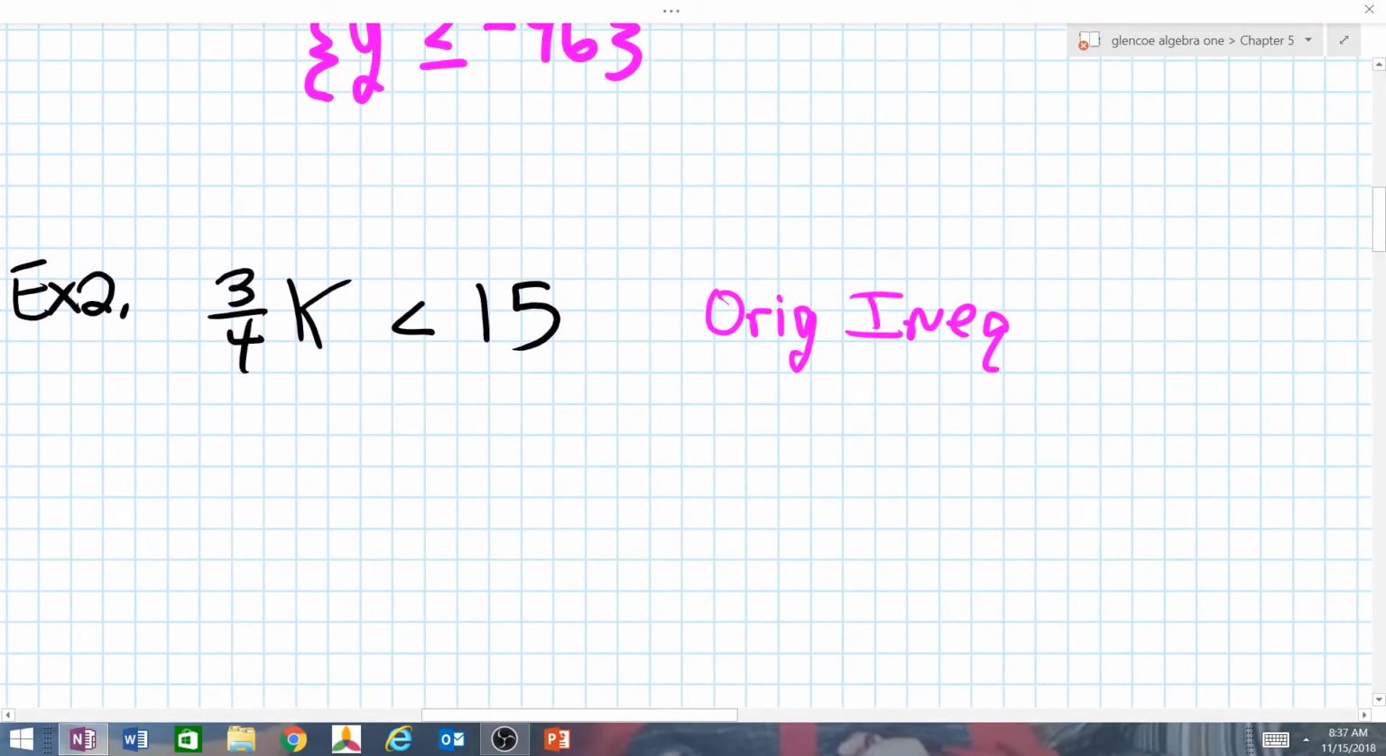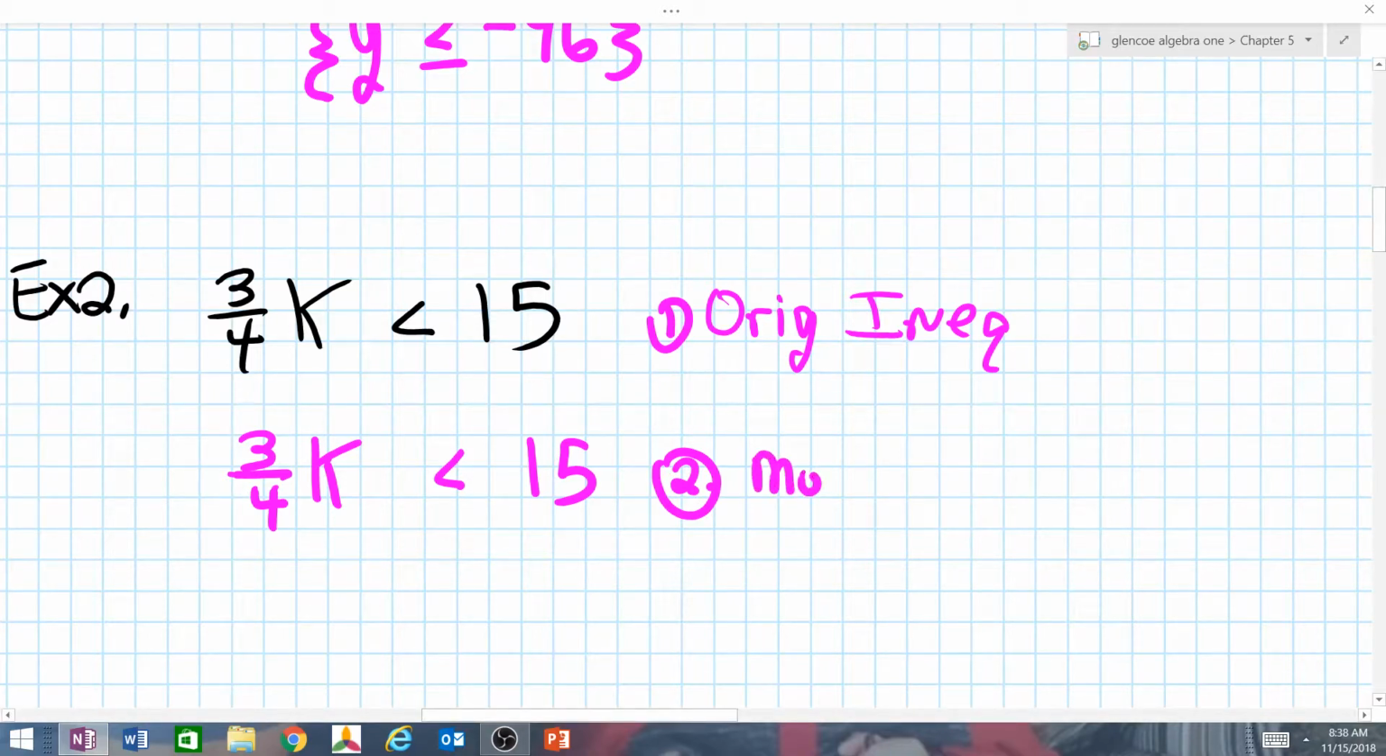Example 2. 3/4 k is less than 15. Original inequality. You want to solve it. What must I do to both sides of this inequality to solve it? It's just like solving a simple equation. What should I do? If you know, raise your hand. Multiply each side by 4.